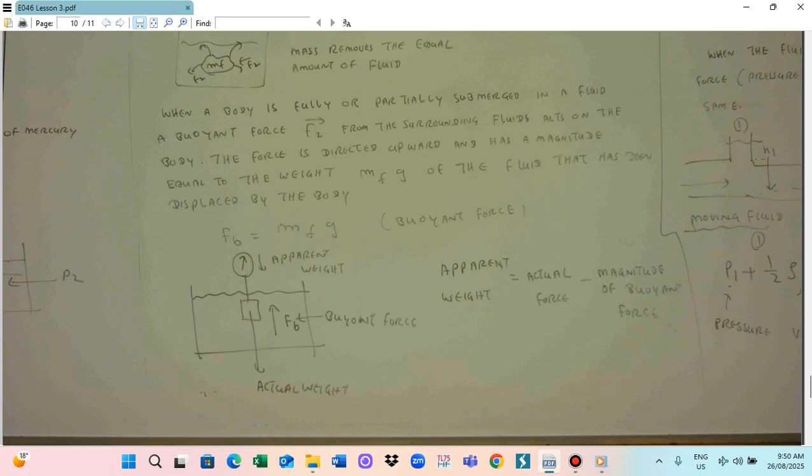Therefore, the apparent weight is equal to the accurate weight minus the magnitude of the buoyant force. Apparent weight is equal to accurate force minus the magnitude of the buoyant force.